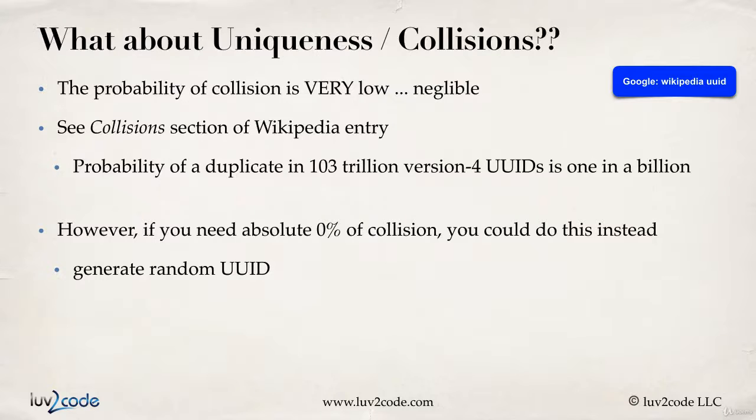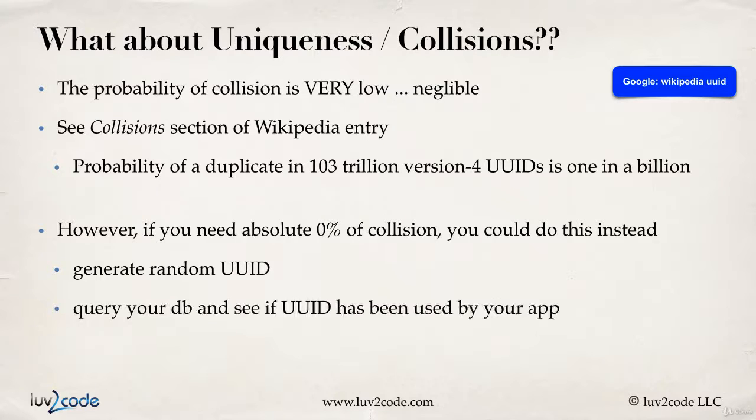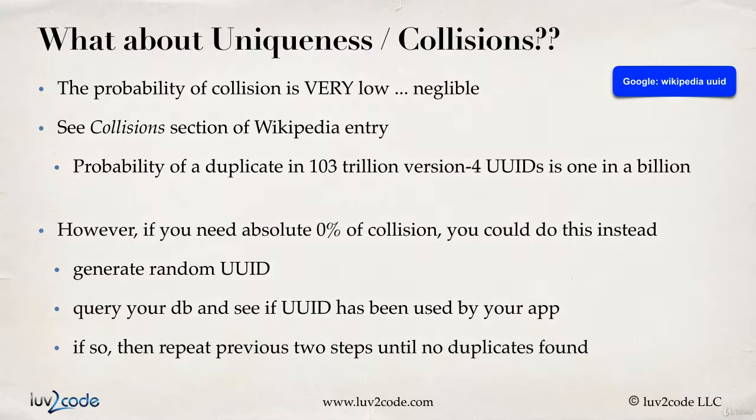So you could generate a random UUID, and then you could query your database and see if that UUID has been used by your application already. If so, when you have a duplicate, then you simply repeat the previous 2 steps until no duplicates are found, right? So it's very easy to write the code in there to check for that. So you can go for it if you'd like to.